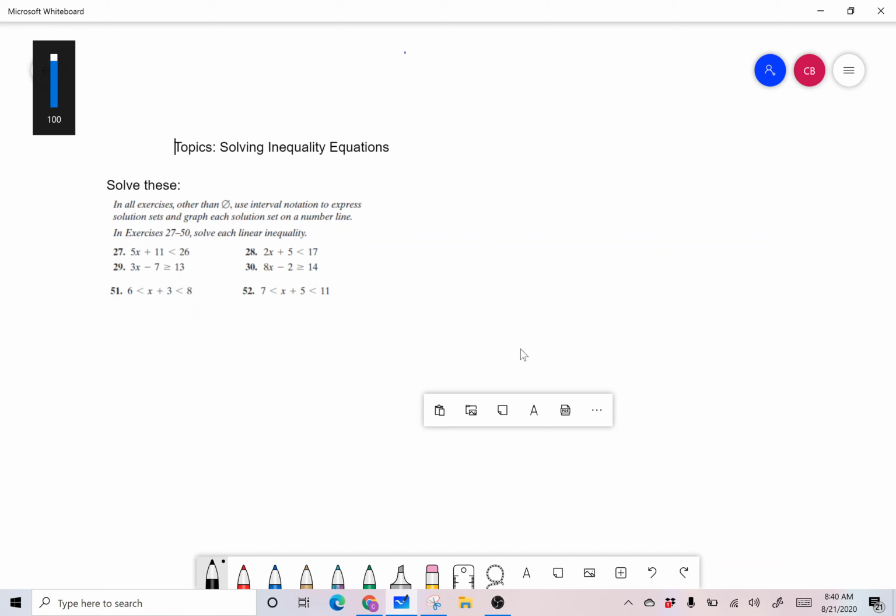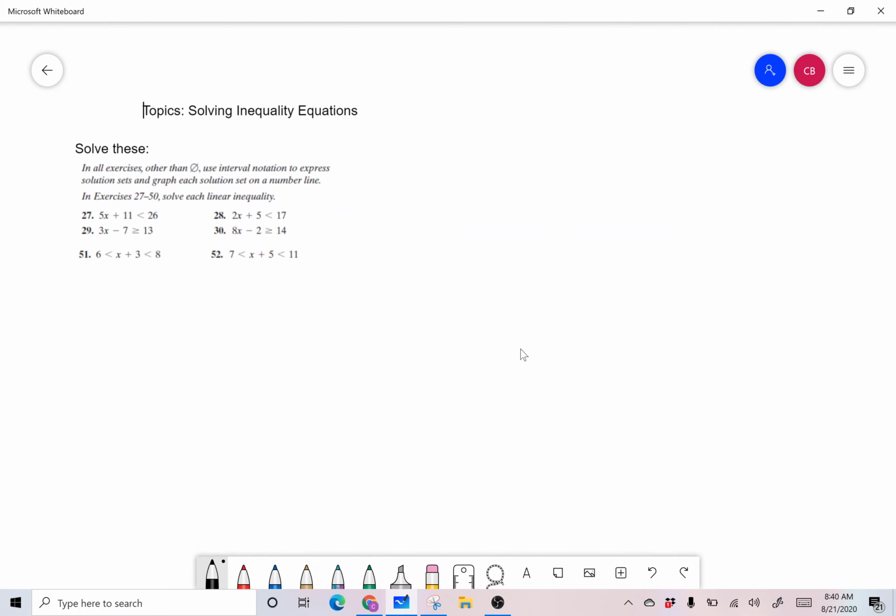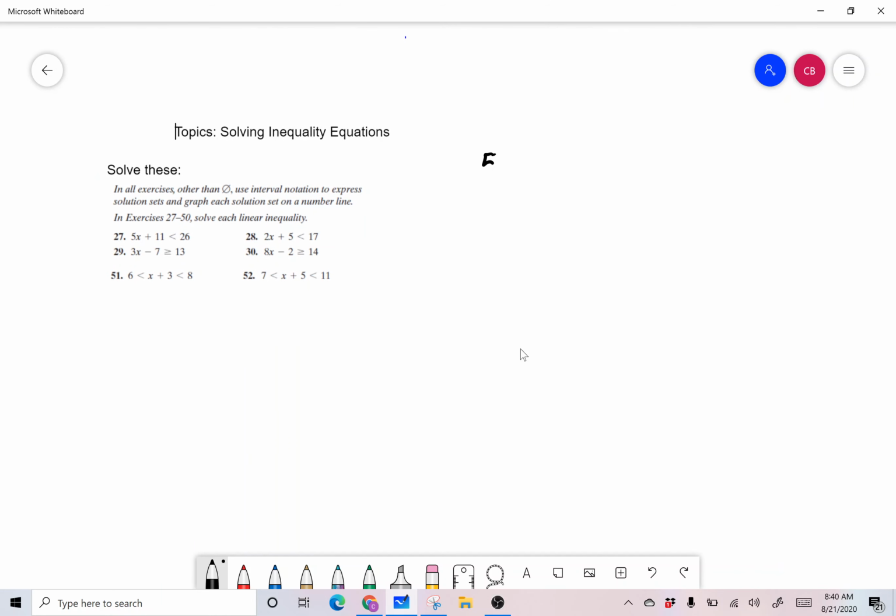Okay, so it says solve these in all exercises other than the empty set. Use interval notation to express the solution set and graph each solution on a number line. So let's do this. So we have 5x plus 11 is less than 26.